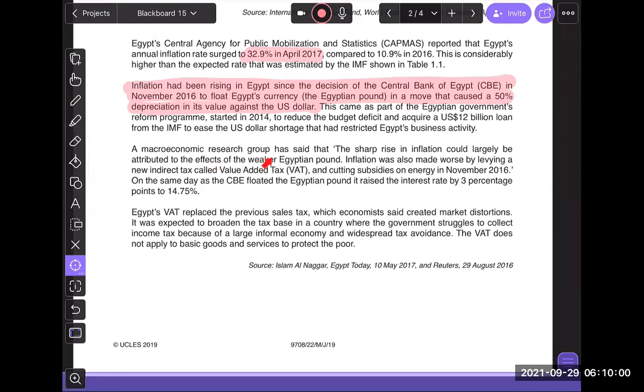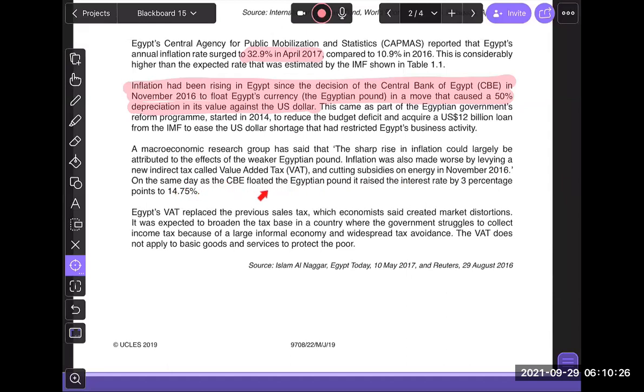A macroeconomic research group has said that the sharp rise in inflation could largely be attributed to the effects of the weaker Egyptian pound. So because the exchange rate is going down, it's causing inflation to happen. Inflation was also made worse by levying a new indirect tax called value-added tax. This is a sales tax, which can, of course, make the cost of production go up, and by cutting subsidies on energy in November 2016.